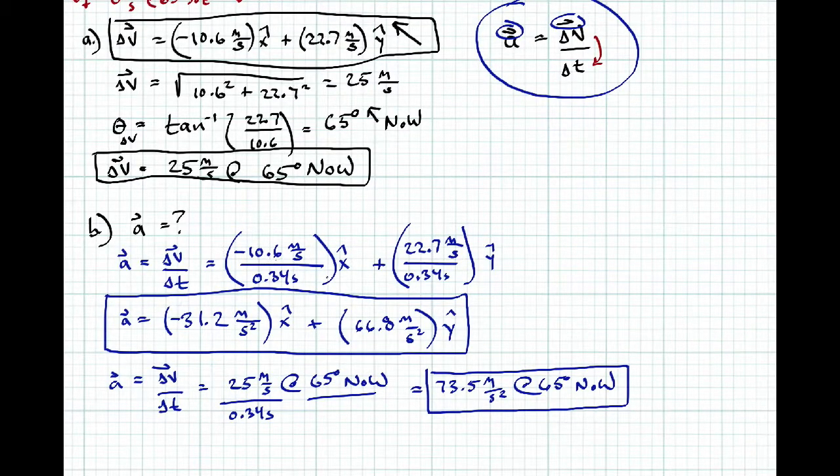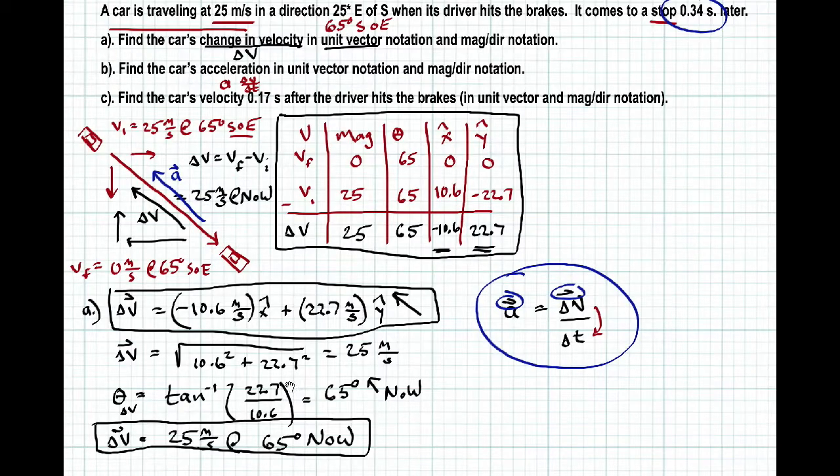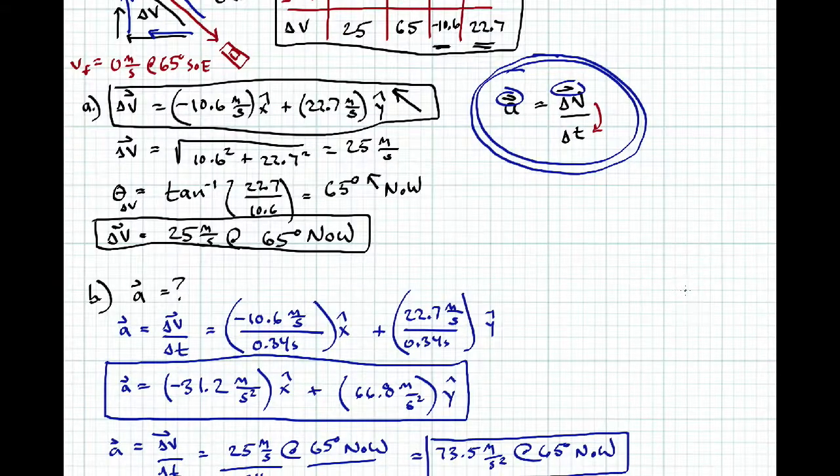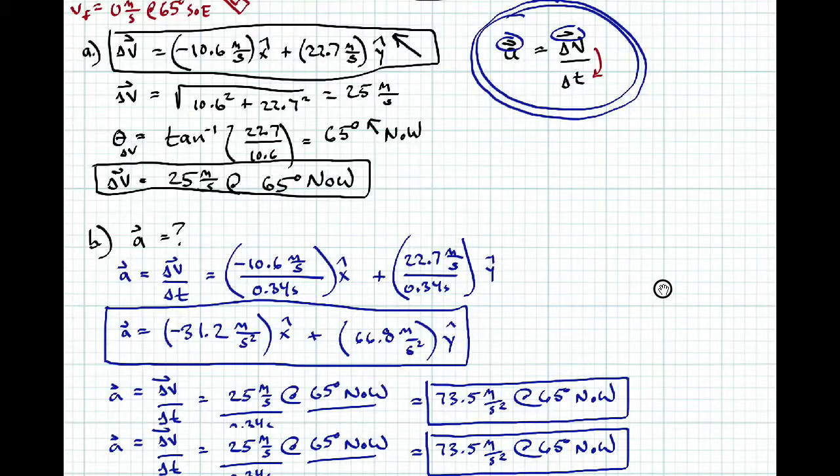The unit vector notation is talking about the x component and the y component of the acceleration. And you'll see they're just like the x and the y components of the change in velocity. Why? Because acceleration and change in velocity are inextricably tied to each other. They're very closely related. They're just related by time.